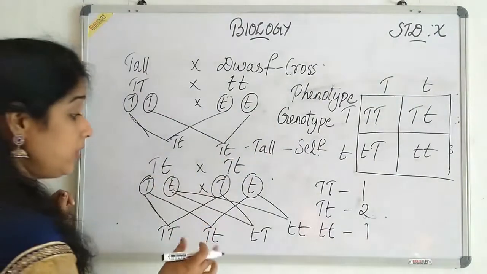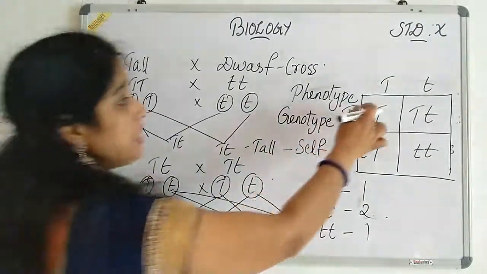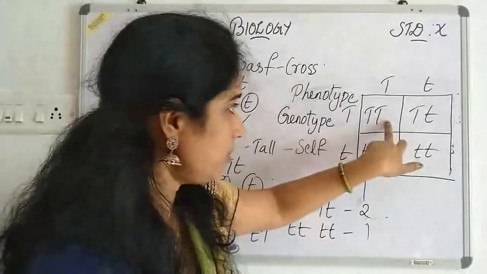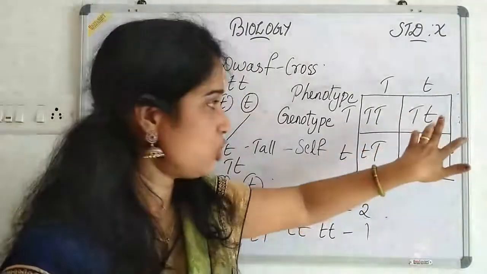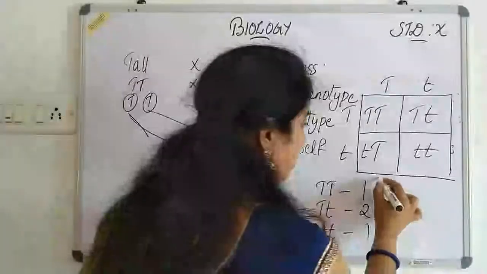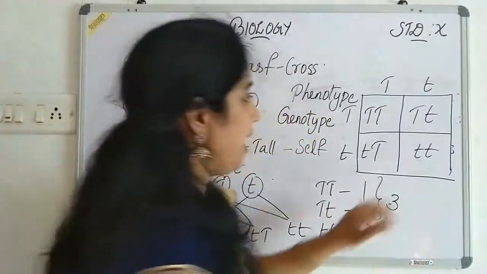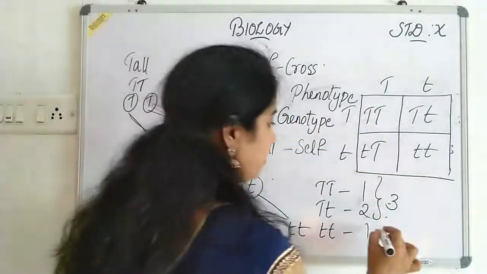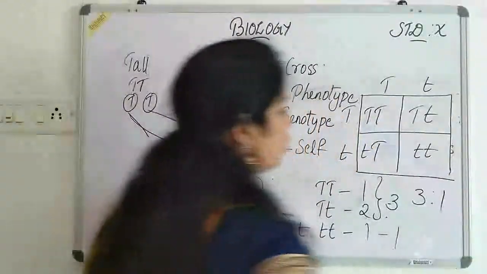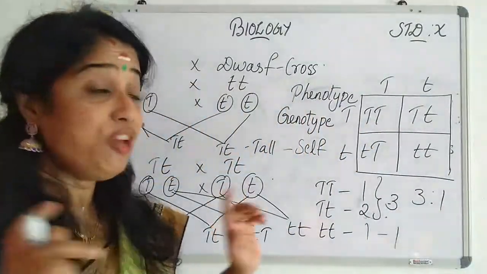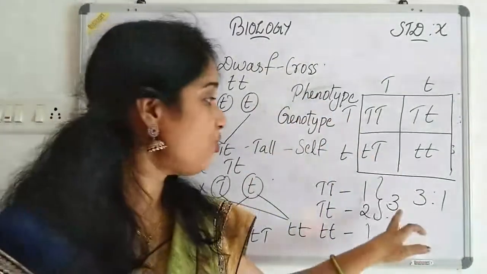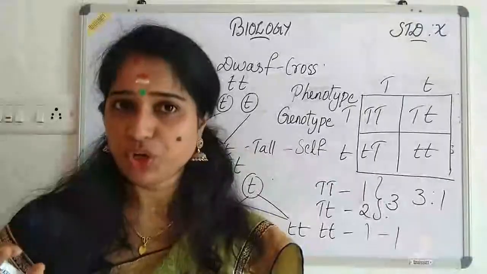And what about the ratio? Among these, how many plants are tall? This one, yes. What about this? This also tall. And this also tall. So how many tall are there? Three. And what about the dwarfness? Only one. So what's the ratio here? 3:1 ratio. Phenotypic ratio, very important, expressive only. That is the 3:1 phenotypic ratio.